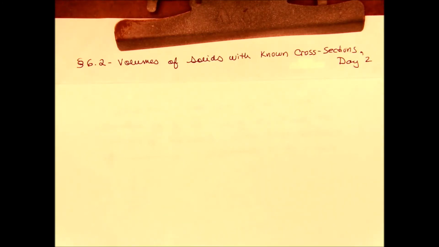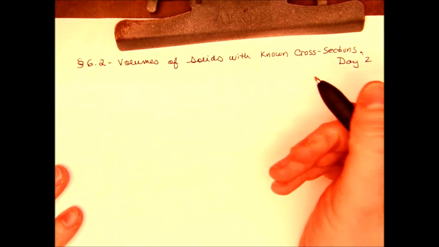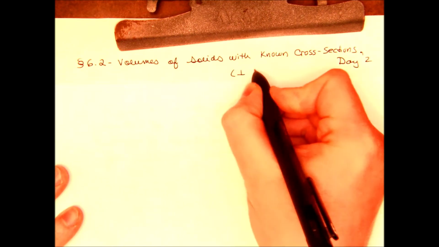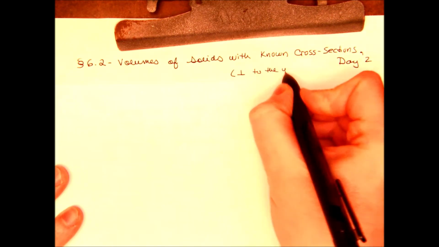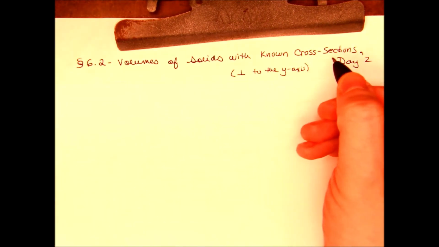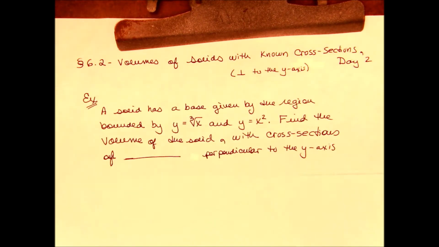So still looking at section 6.2. This is our second day of volumes of solids with known cross-sections. And today we're going to focus on cross-sections where we have information about them being taken perpendicular to the y-axis. Last time we looked at cross-sections that were perpendicular to the x-axis. I only have one example I'm going to show you today. We're going to do two different parts of this example.